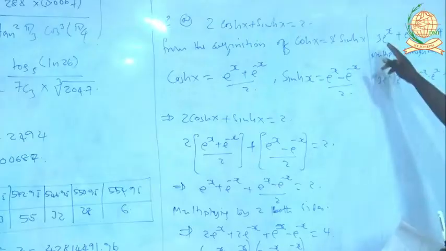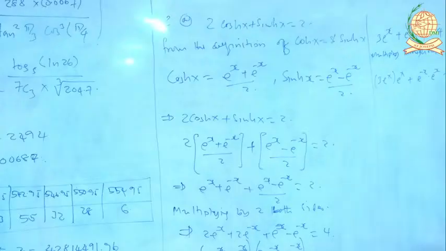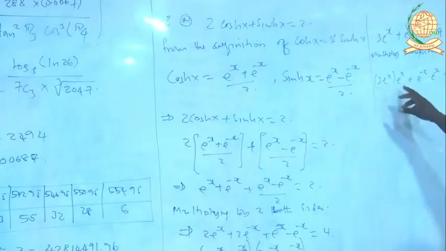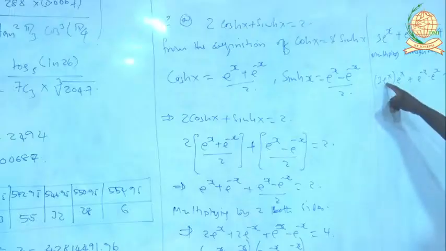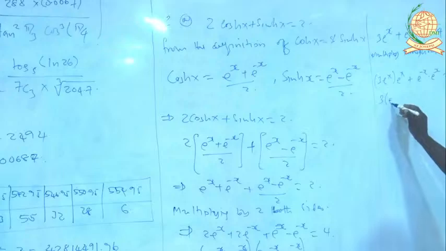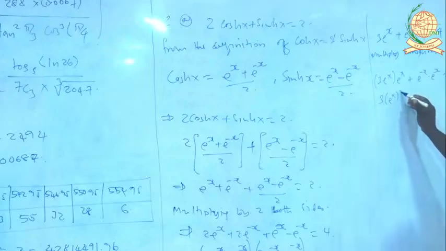You have seen here from these terms, I have introduced the term e^x throughout, because I'm going to multiply throughout with e^x. So from this first term here, you have e^x times e^x. There are two terms multiplied, so it's going to be (e^x) squared, which you're going to write as 3 times (e^x) squared this way.